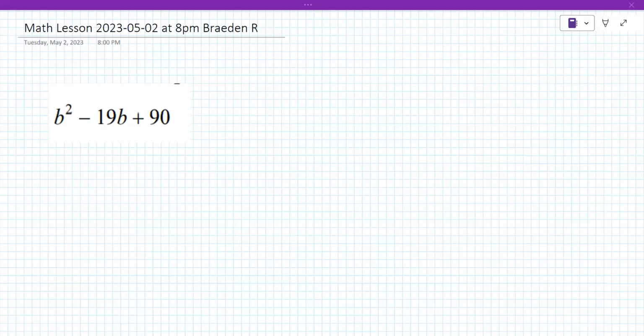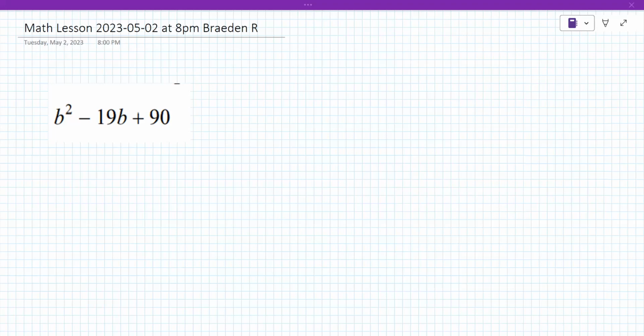Take a look at this and let me know what you come up with, or let me know if you have questions, I suppose, as well. Use any method you want. Remember, we're not solving, we're just factoring right now. We will get to solving.